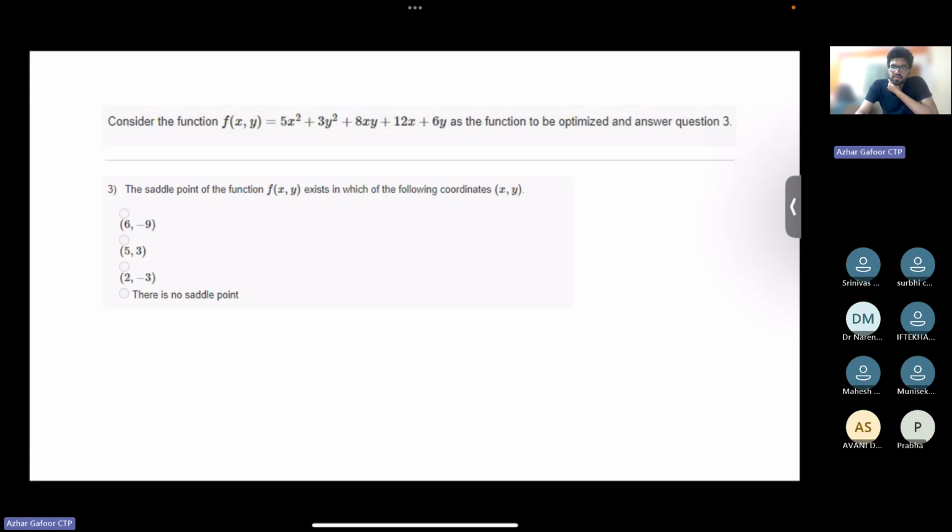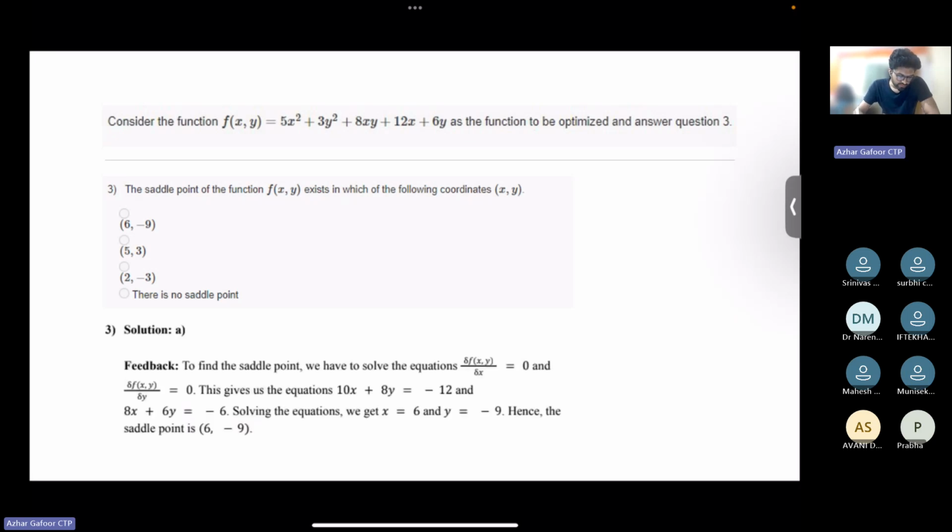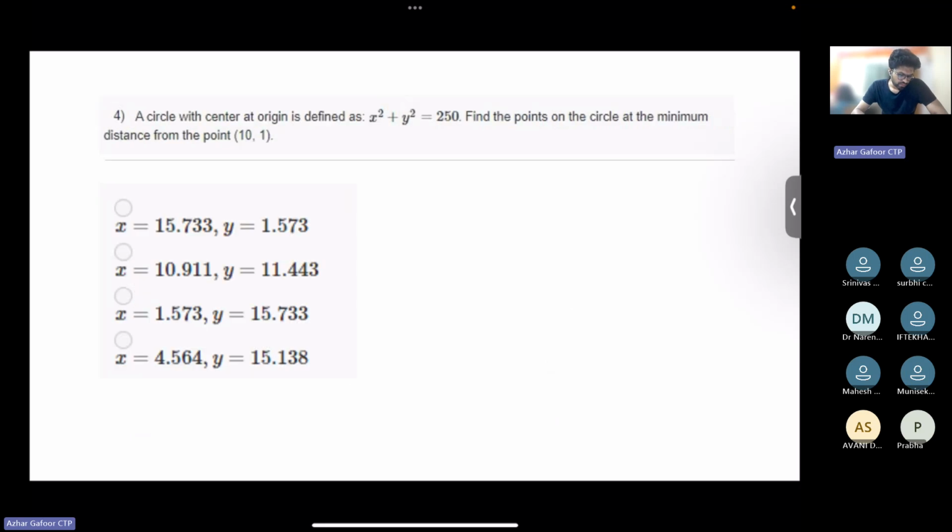So next question, we have the function. So this is a normal constrained optimization. So I will just show the solution. We have to just take the derivative with respect to both the variables, and we have to equate it to 0. So this is similar to what we have already done in the class today. So we need to find the distance function and we have to find the solution.